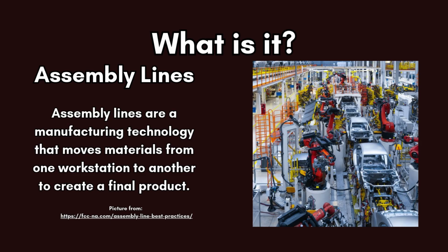So, what is an assembly line? An assembly line is a manufacturing technology that moves materials from one workstation to another to create a final product. As you can see in this picture, there's a bunch of robots moving these car parts along an assembly line, or it looks like a conveyor belt, trying to create the finished car.